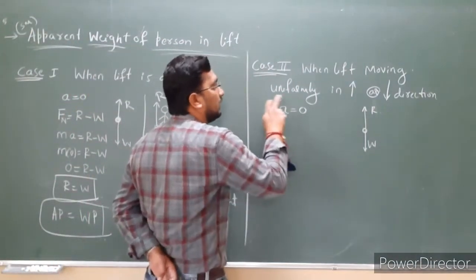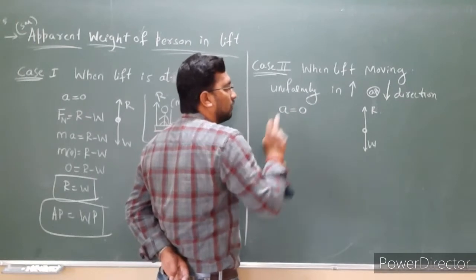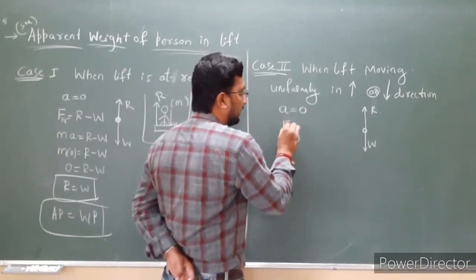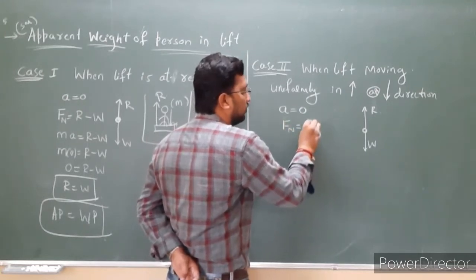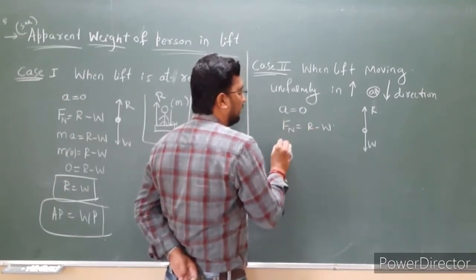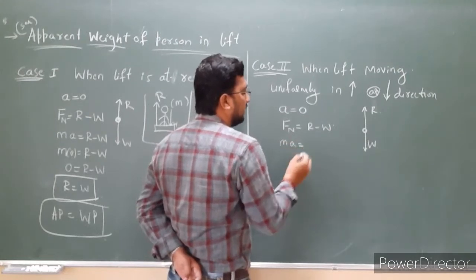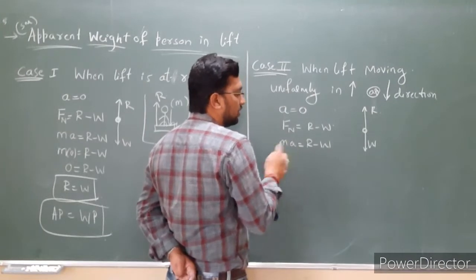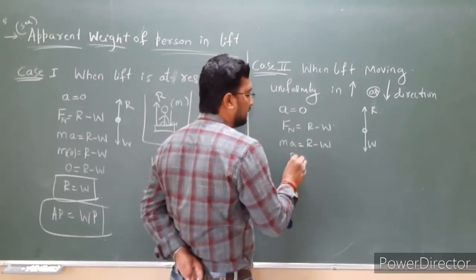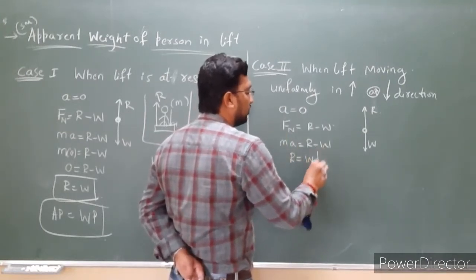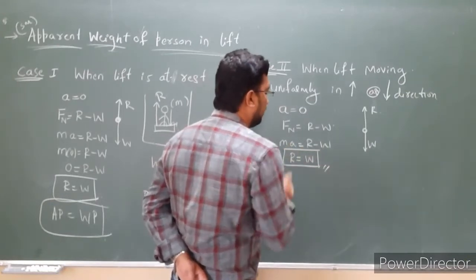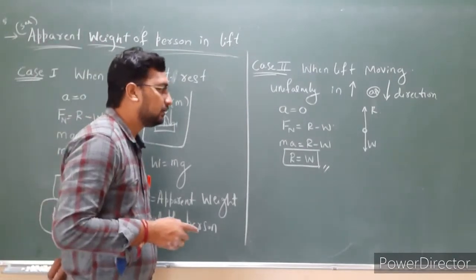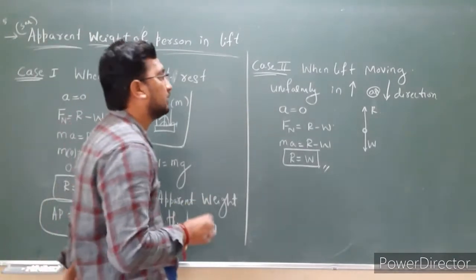Okay, see here, the condition is uniform motion, so the acceleration of the system is zero. Then the net force acting on the system is equal to R minus W. The net force is mass into acceleration, that is equal to R minus W. Here the acceleration is zero, so zero into W is zero. Then this equation becomes R is equal to W. Here R indicates the apparent weight of the person, and W indicates the actual weight of the person.